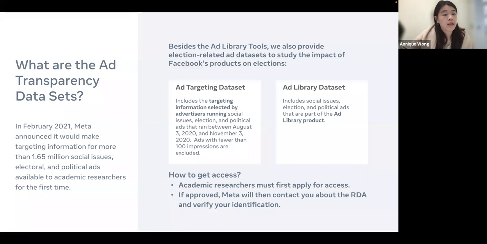And in order to get access to these data sets, you first apply for access on the Facebook website, and then if approved, Meta will reach out to you to sign the RDA and then verify your identification.